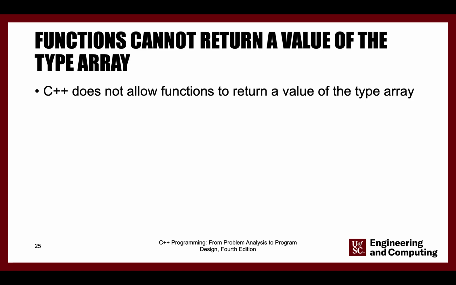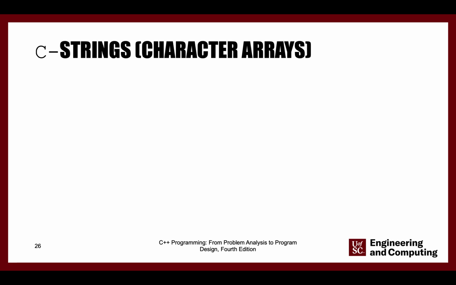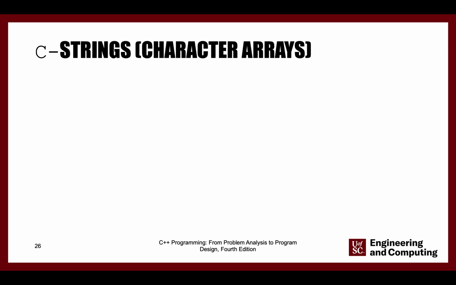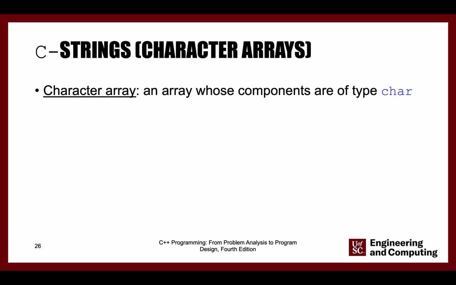So functions can't return the value of an array, so you can't return an array by value. You can get around this by returning a reference to an array, but you have to be careful about that, because if you make your array in your function and it's a local array, then if you return a reference to a local variable, as soon as that function is done executing, it will dump all of the memory that it was using, and so that's not going to work either.